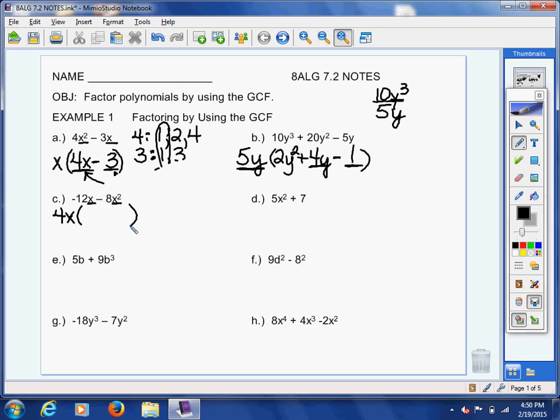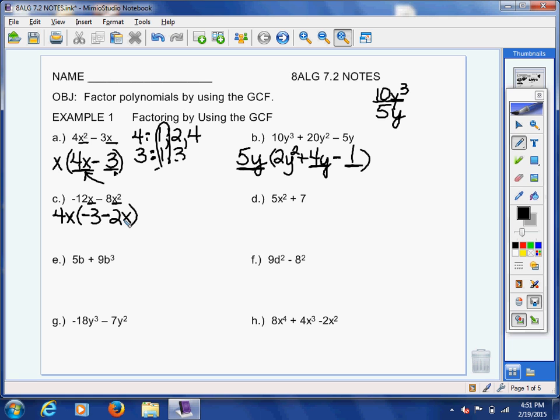Now let's put in parentheses whatever is left behind. 4 times what is negative 12? You're right if you said negative 3. 4 times what is negative 8? Negative 2. And then x times x is x squared. Now I skipped the x's in that first one because x times 1 is x in the negative 12x, so my x's were already accounted for. I didn't have any extra ones that I had to put there.